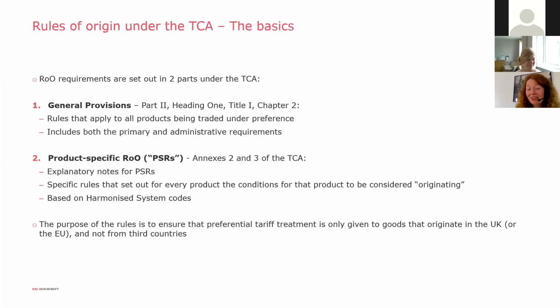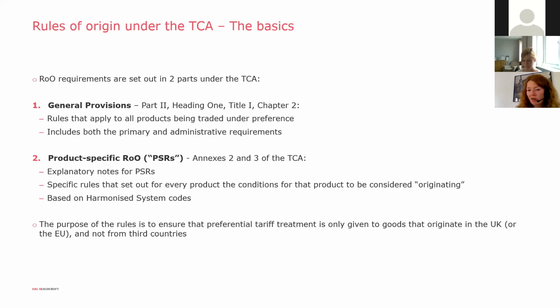But so coming to the rules of origin requirements, they're set out in two parts. And again, I highly recommend using that version from the UK government of April, which is in the slides. So importantly, we do have two parts on rules of origin. The general provisions, which are under Part 2, Heading 1, Title 1, Chapter 2. These are, as the name says, rules that apply to all products that are being traded under preference, and that includes the primary and administrative requirements.